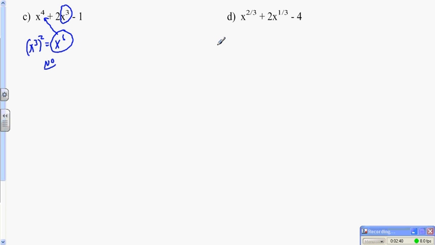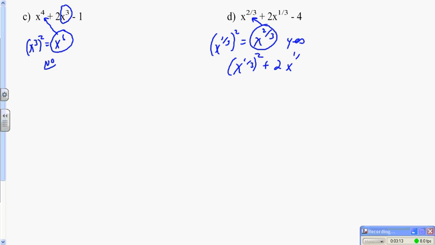Fractional exponents, no problem. Again, we take our middle term and we square it. That'll give us x to the 2/3, and that is what we have in front. So yes, we could write this one in quadratic form. And that would be written as x to the 1/3 squared plus 2x to the 1/3 minus 4.